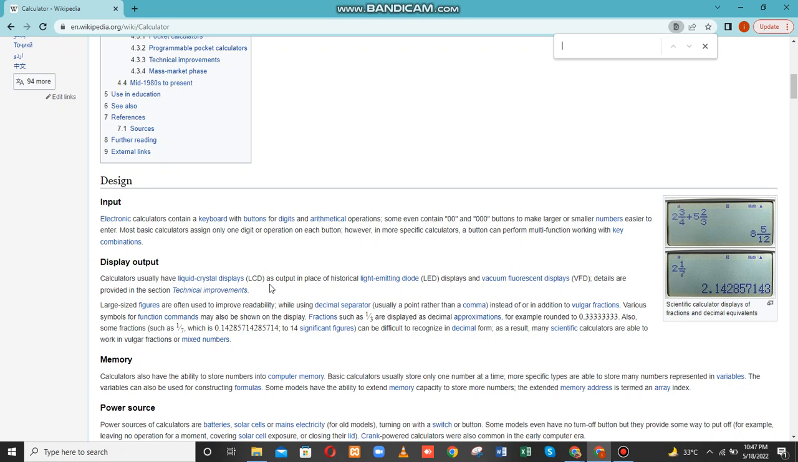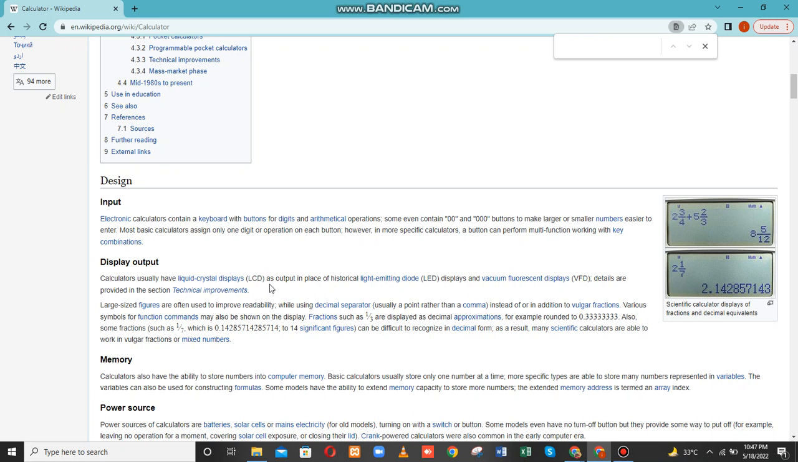Fractions such as 1/3 are displayed as a decimal approximation, for example rounded to 0.33. Also, some fractions such as 1/7, which is 0.142857142857 to 14 significant figures, can be difficult to recognize in decimal form. As a result, many calculators are able to work in vulgar fractions or mixed numbers.